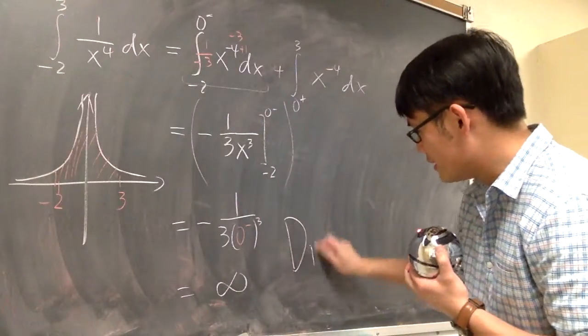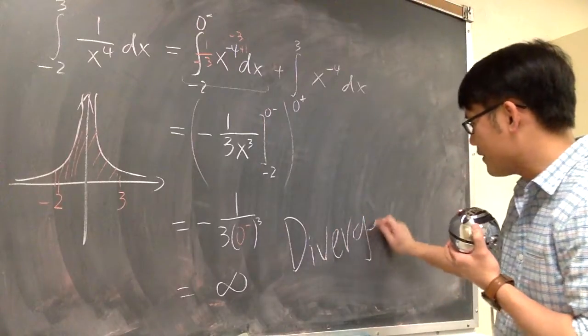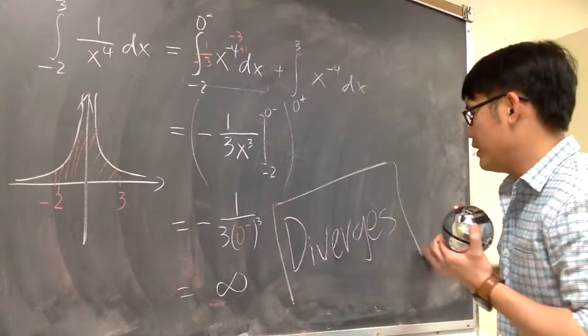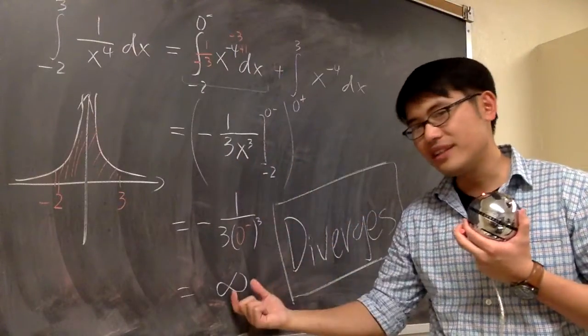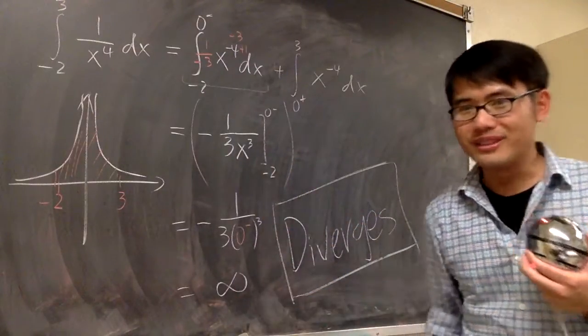All we are going to say is this guy right here diverges. Nothing else is needed, because as long as something is messed up, you have the infinity somewhere, done deal, end of story, diverges.